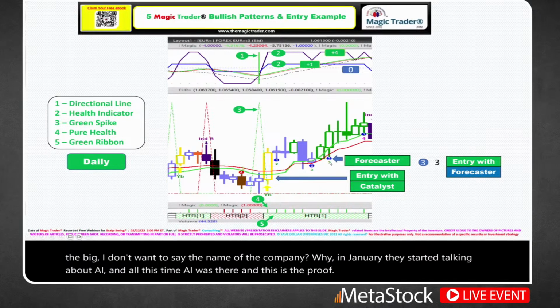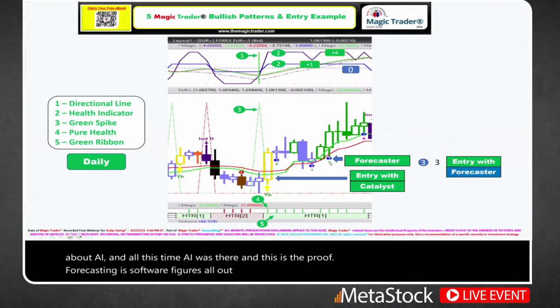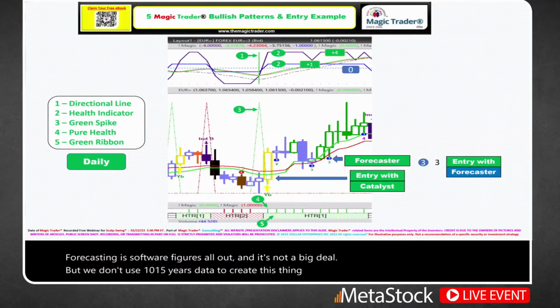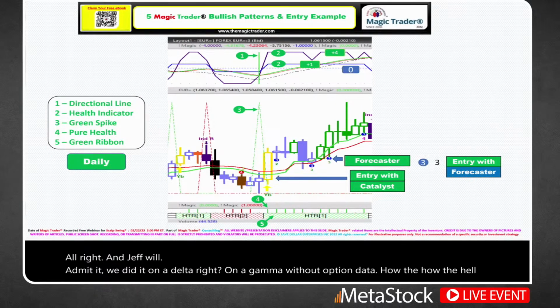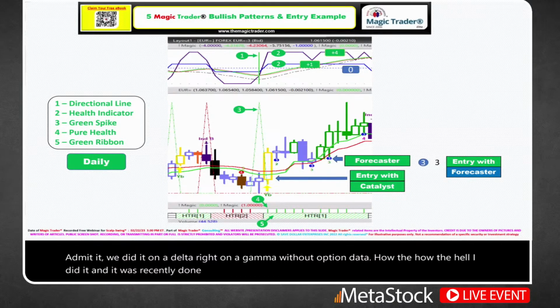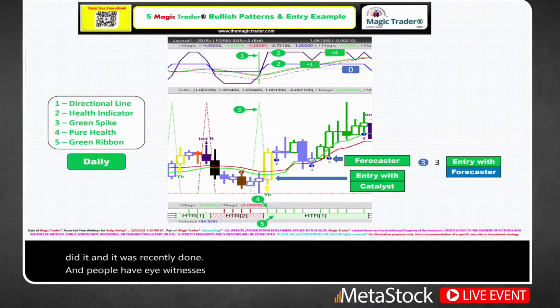Forecasting is done by software, it figures it all out, and it's not a big deal. But we don't use 10, 15 years of data to create this. We're looking in a forward-looking, adaptive way, right? And Jeff will admit it. We did it on a delta, on a gamma, without option data. How the hell did I do it? And it was recently done. And people have been eyewitnesses since 2 years ago, right? How did I create that without option data?